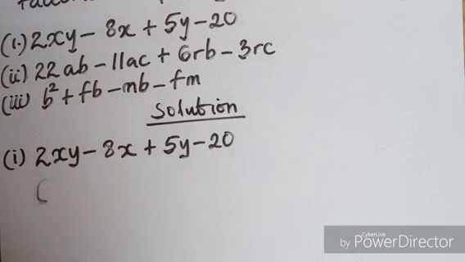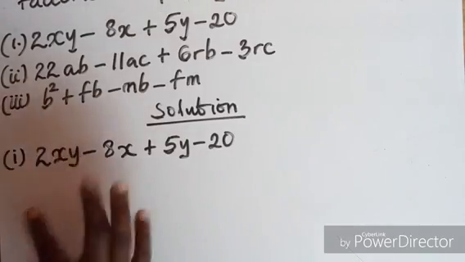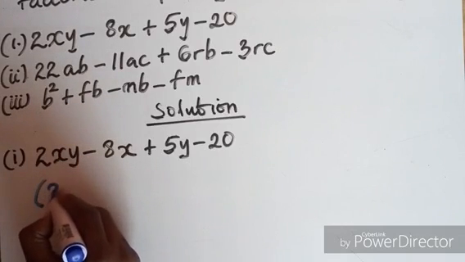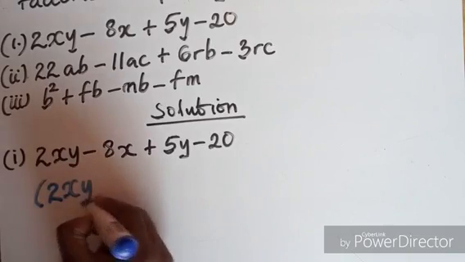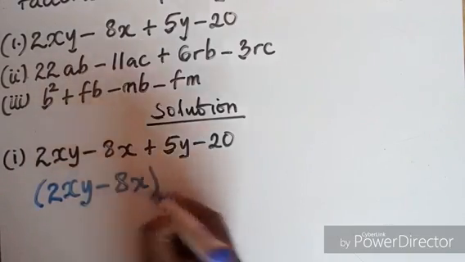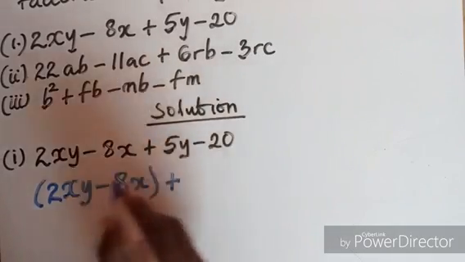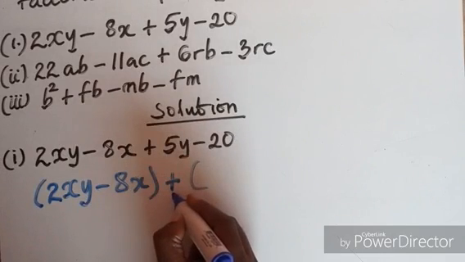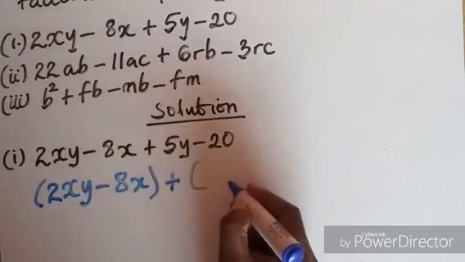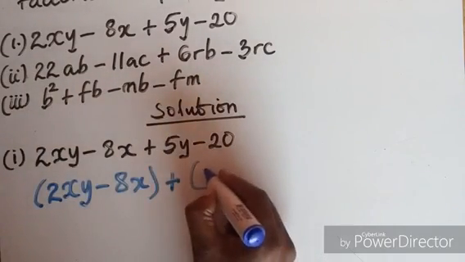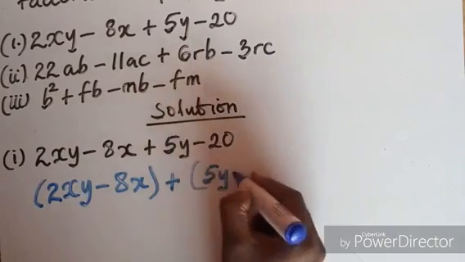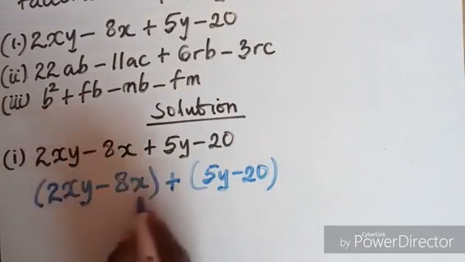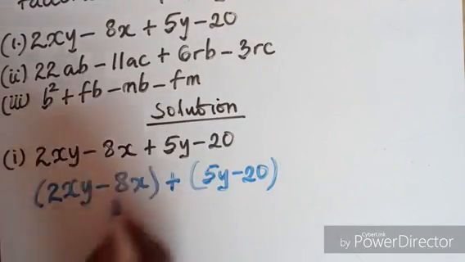Let me use blue ink. I'll first put, because it has been made for me, 2xy minus 8x in one bracket. In between one bracket and the other bracket, there must always be an addition sign. So I've got 5y minus 20. Okay. So I look at here, what are the common terms? Now 2 is a factor of 8.